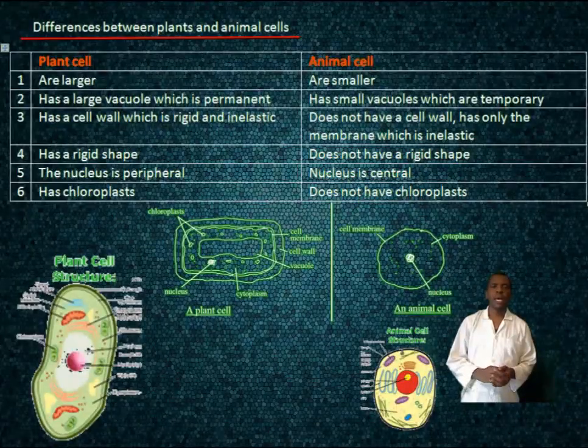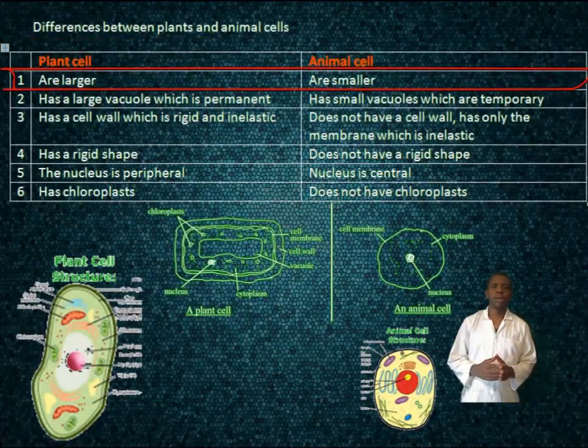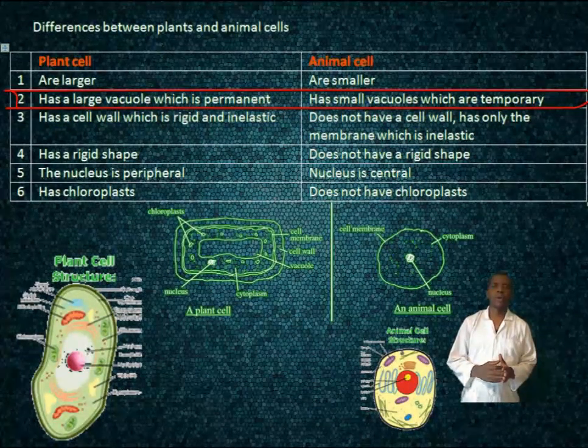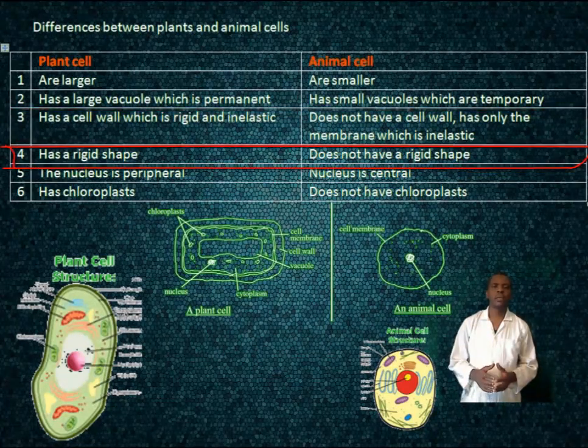Differences between plant and animal cells. Plant cells are larger, while animal cells are smaller. A plant cell has a large vacuole which is permanent. An animal cell has small vacuoles which are temporary. A plant cell has a cell wall which is rigid and inelastic. An animal cell does not have the cell wall, has only the membrane which is elastic. The plant cell has a rigid shape, while the animal cell does not have a rigid shape.